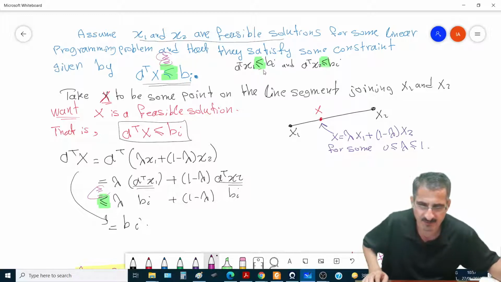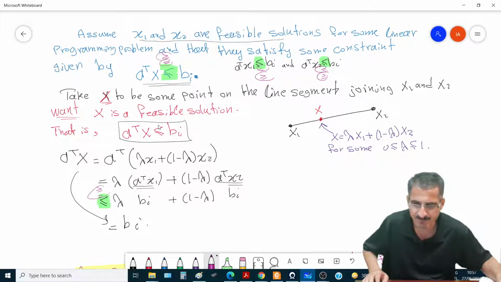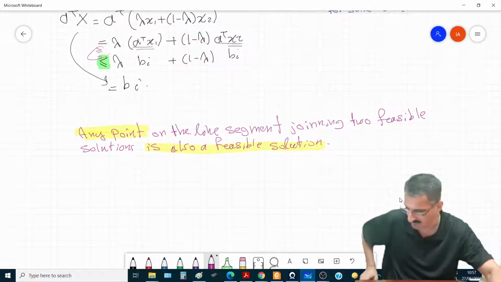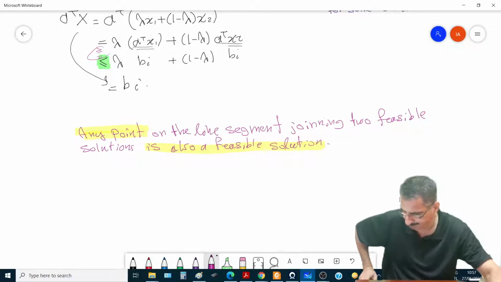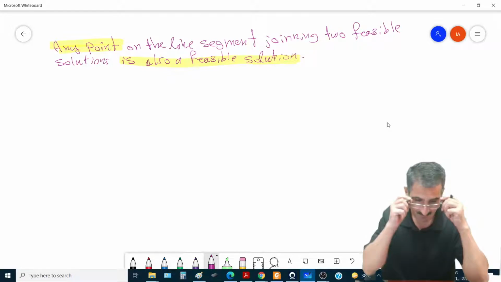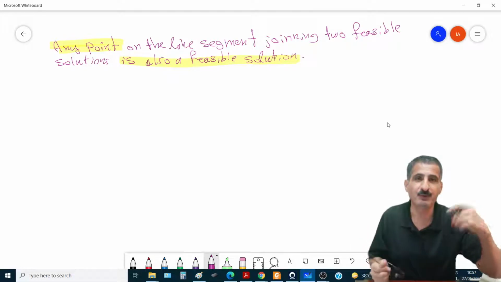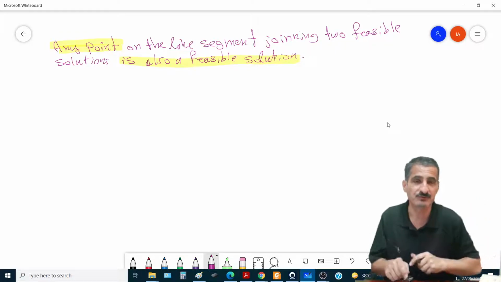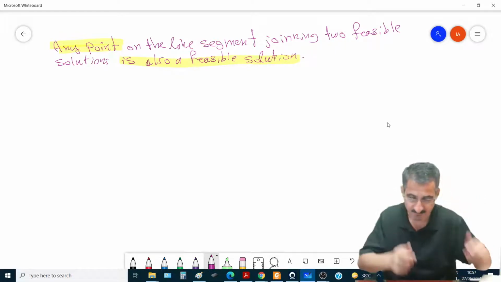And the proof will still work for any of these, okay? So either equality or greater than or equal, the proof is still working. Good. Now, if we have two visible solutions, then any point between them is a visible solution.